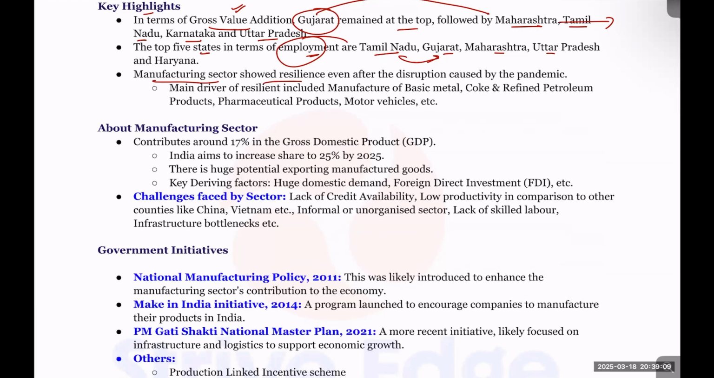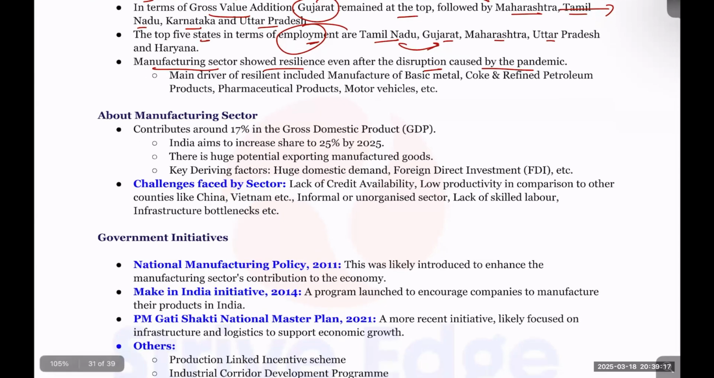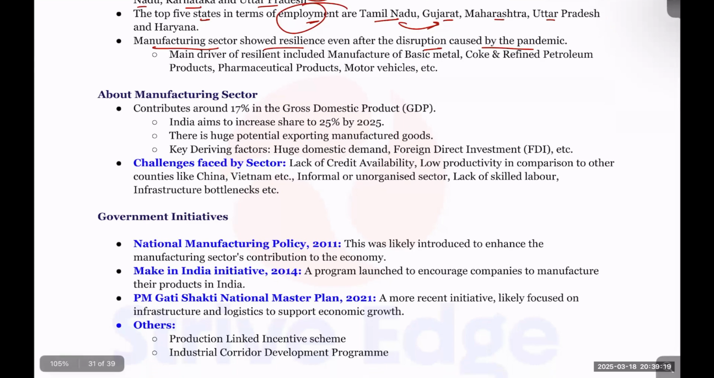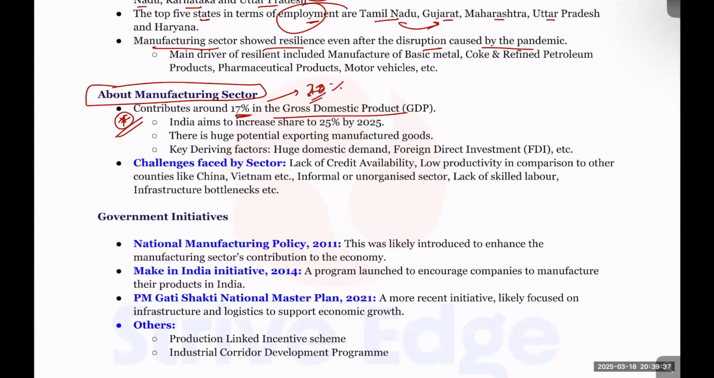The manufacturing sector is showing resilience even after disruptions caused by the pandemic. Even after the pandemic, the manufacturing sector is continuing to grow. About the manufacturing sector, it contributes approximately 17% to the GDP. That you should remember. This is the very latest data you should remember. Otherwise, UPSC can give some other data like 19%, 20%, etc. So there is a huge potential in exporting manufactured goods.